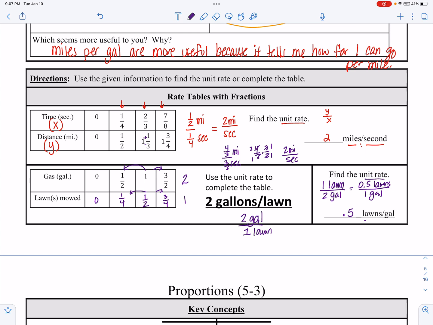But I would never really worry about how many lawns I can do per gallon of gas. I think I would prefer to know that the 2 gallons of gas is what I need for each lawn.